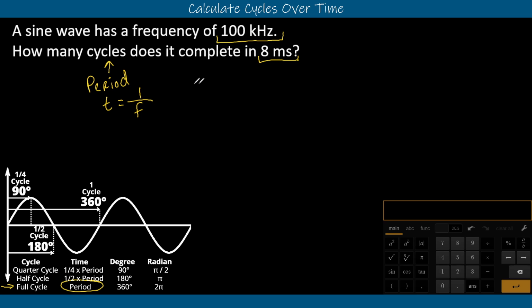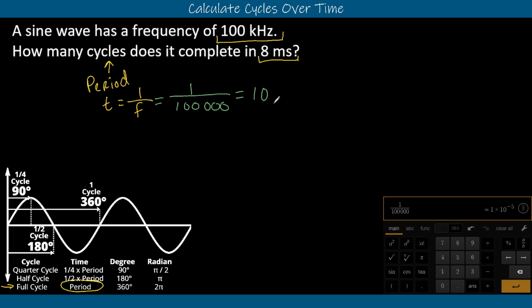So let's calculate that. We'll put it into our calculator. We have 100,000 hertz, so that is 1 over 100,000. We can plug that in. You can also put it into engineering notation. 100,000 there gives us 10 microseconds. Move that over by 1, so 10 microseconds. So that is how long one cycle is, right?